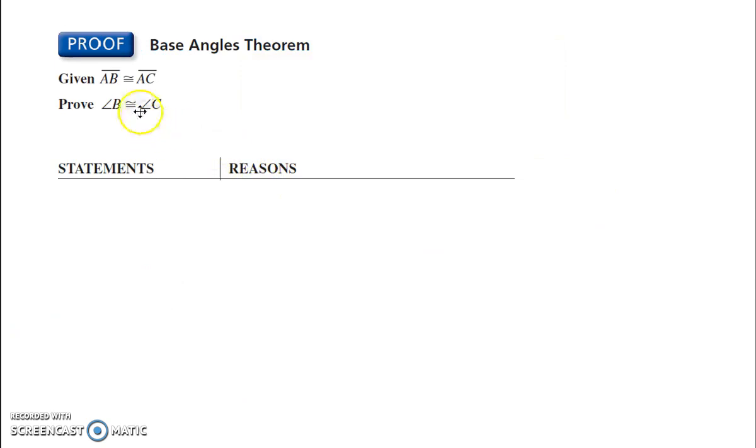All right. The proof of the base angles theorem. Given that AB is congruent to AC, prove that angle B is congruent to angle C. So the first thing you should always do for something like this is give yourself a visual. All right, draw yourself a picture, like this triangle right here. Here we have an isosceles triangle. So the idea is we could use a bisector, angle bisector, and then prove parts of it using that.